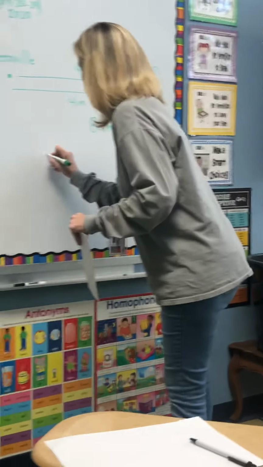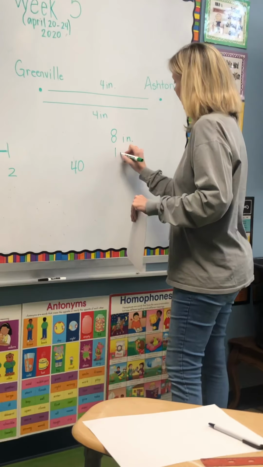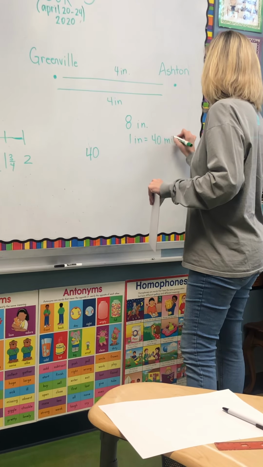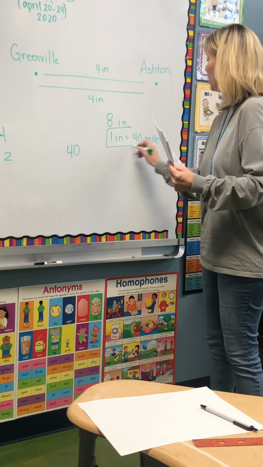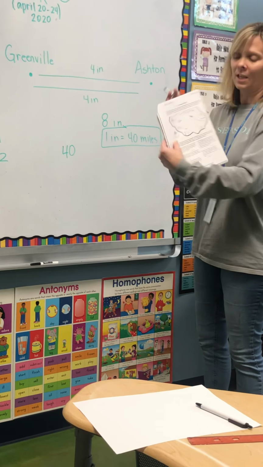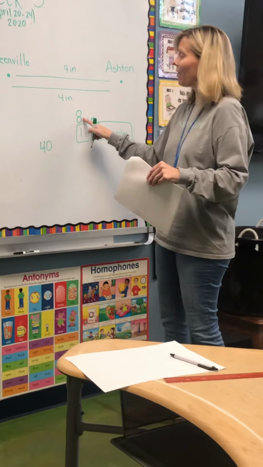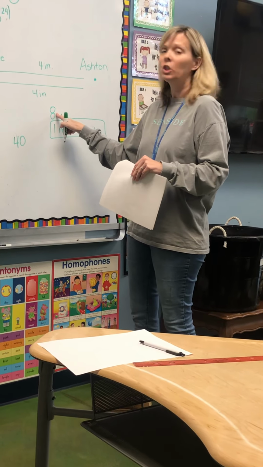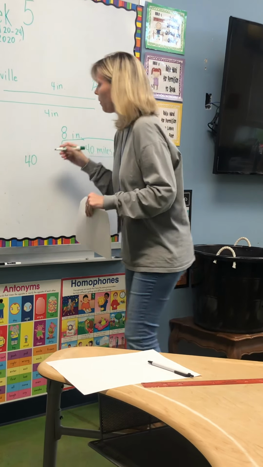So I'm going to come over here because I know 1 inch equals 40 miles. And that'll be for all your problems. 1 inch equals 40 miles. Because that's what our key on our map tells us. So I'm going to take my 40 miles, multiply it by the 8 miles. I'm sorry, the 8 inches that they're traveling. They're traveling 8 inches based on our map, which is equal to 40 miles an inch.